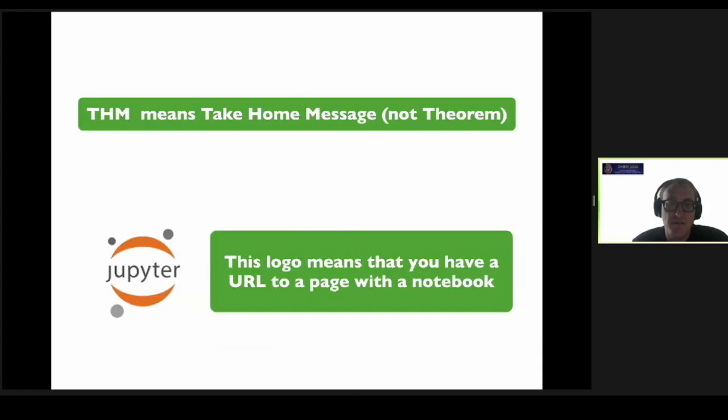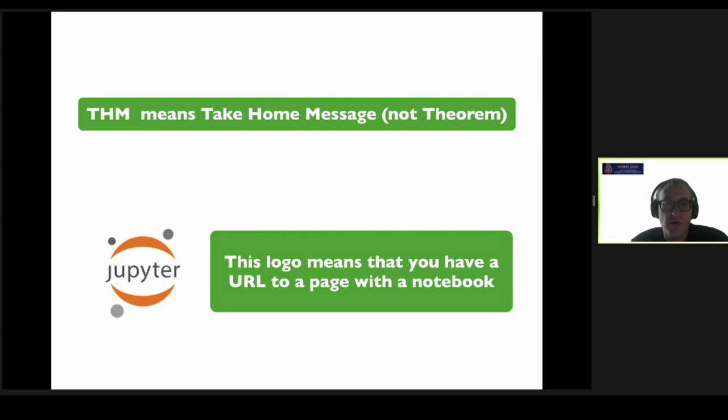A few things before going into the details. You will see in my slides, sometimes, the acronym THM. It stands for take home message, and not theorem. And if you see this Jupyter logo, it means that there's a link to a page where you can download a Jupyter Python notebook in order to replicate the figures or dig deeper.